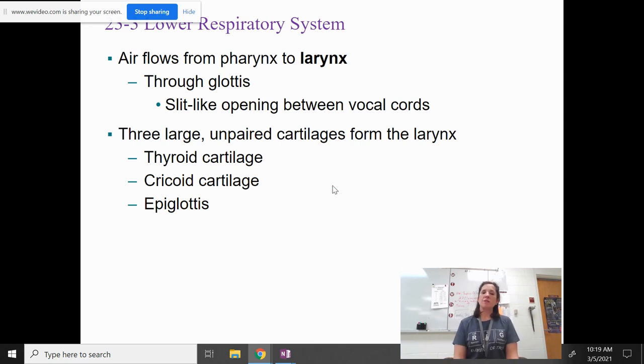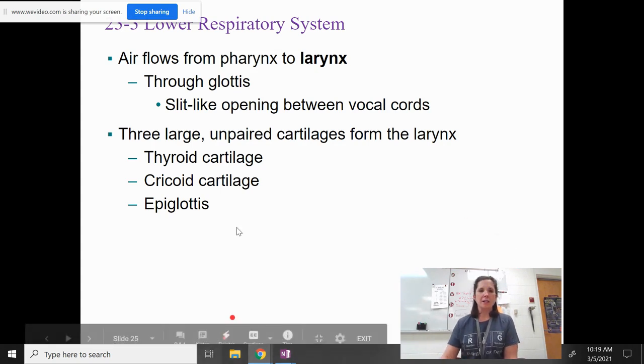And this is where we're going to stop. But remember that larynx is that voice box. There's a slit-like opening between the vocal cords, but we're going to get started on this in the next lecture.